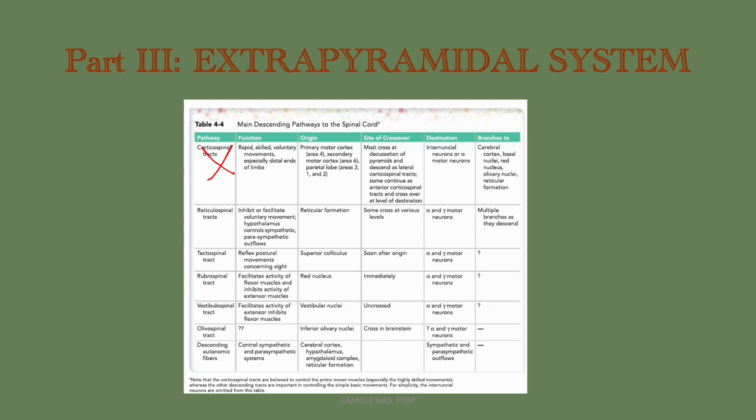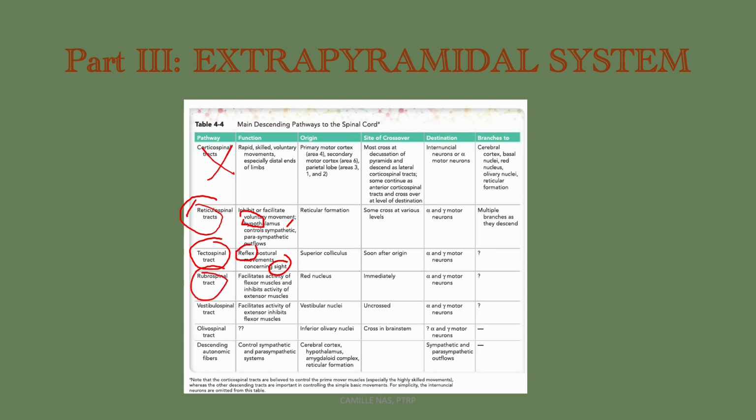Okay. Ayan. So, we have the reticulospinal tract. Ito yung madami masyadong function. So, it inhibits or facilitates, ayan, remember, voluntary movement. It has hypothalamus connection controlling now the sympathetic and parasympathetic outflow. Your tectospinal tract, it sounds like neck, diba? So, reflex, magkatunog din, reflex. Reflex postural movement concerning the eye or the sight, no?